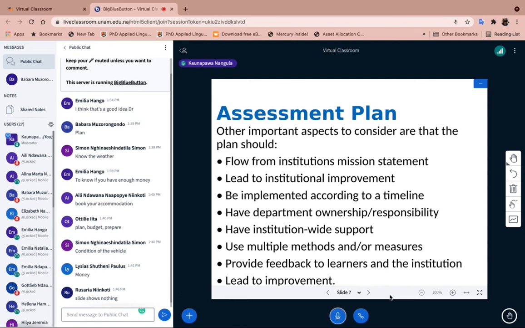And then multiple methods and or measures, and then provide feedback to the learners after you have assessed them. Give the learners some sort of feedback, as well as the institute, because results are always used for something, right? And this, as an example, will lead to improvement. The results need to be used to allow for improvement.